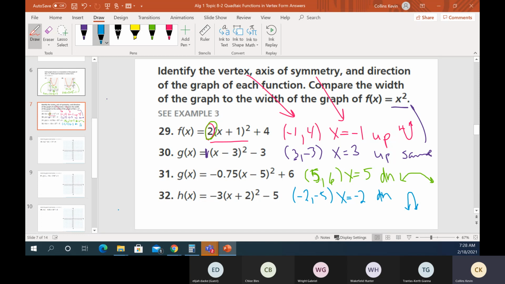So it follows the same pattern. If you've got a number bigger than 1, you get a skinny graph. If you've got a decimal number between 0 and 1, you'll get a wider graph. Positive goes up, negative goes down. That makes sense, right? If there is no number, like in number 30, then your graph is going to have the same shape as your x squared up here, because that's 1x squared as well.